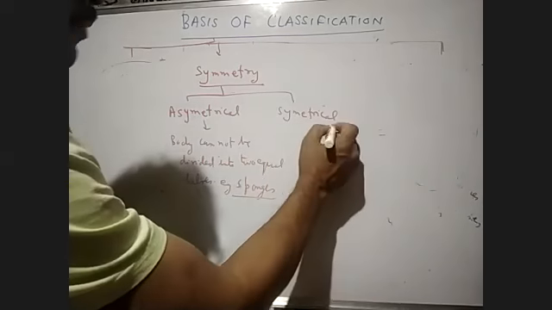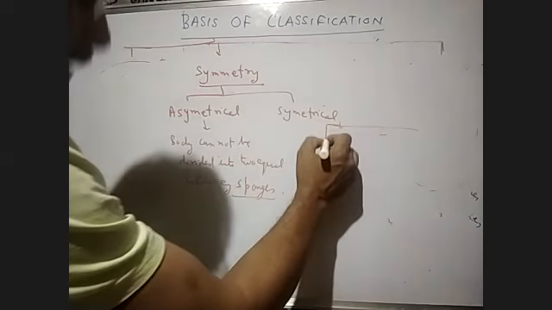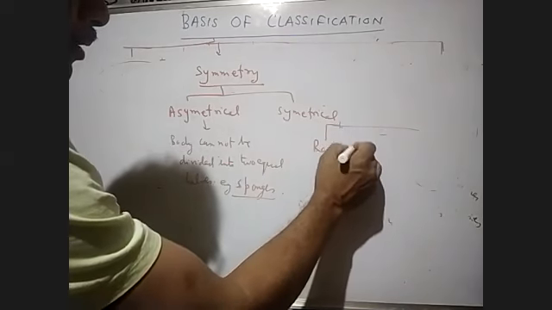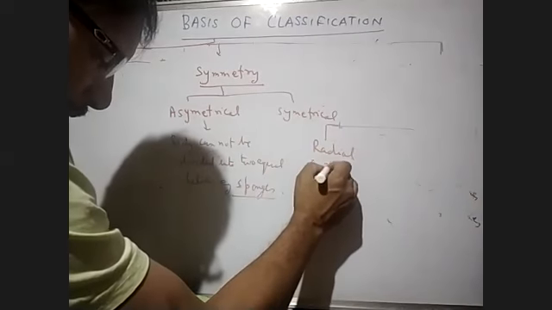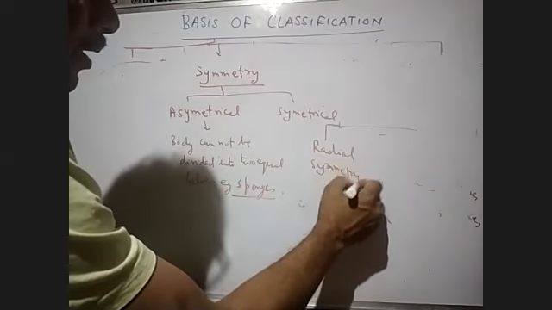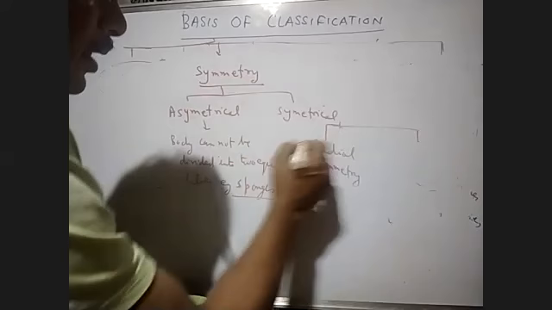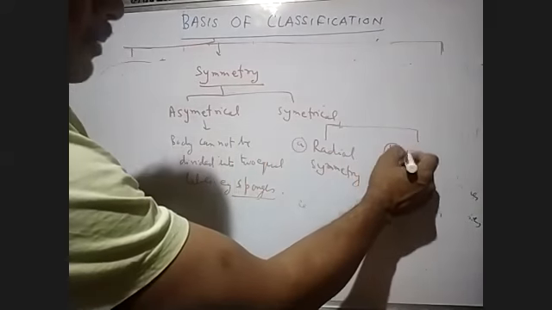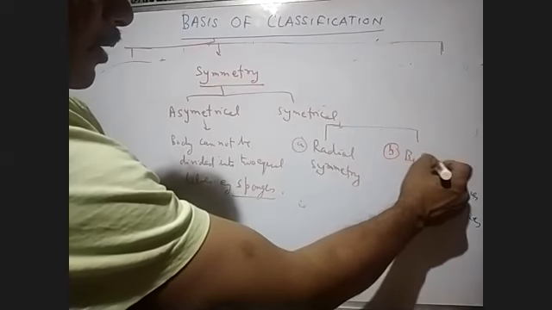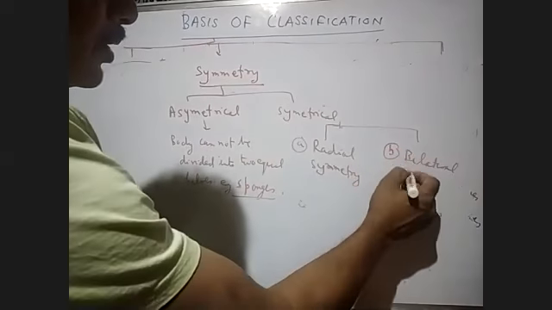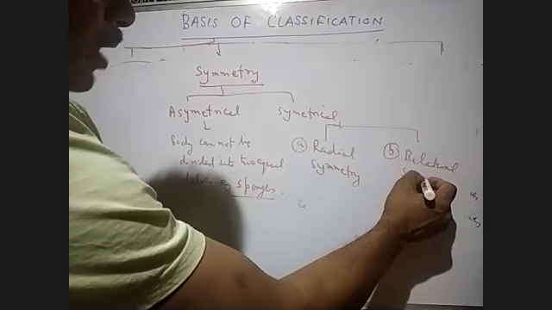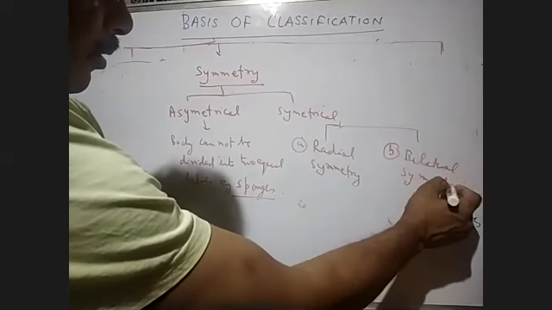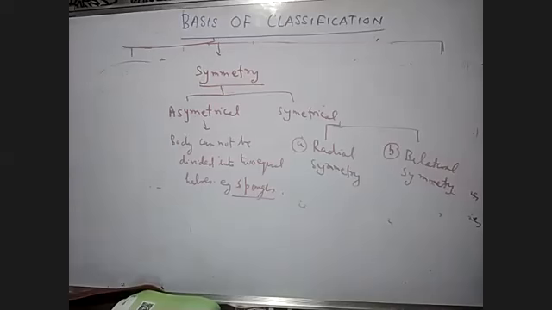Symmetrical animals are of two types. One is called radial symmetry, and the other is bilateral symmetry. In science, lateral means the side, and radial means the radius.